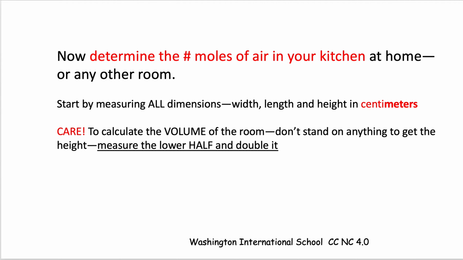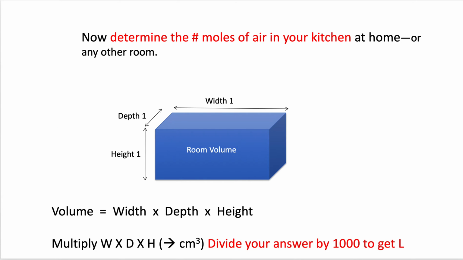And then, as another exercise, how many moles of air are in your kitchen at home or in any other room? So start like you did with the box by measuring the 3 different dimensions, the width, the length, the height in centimetres. You can do it with a meter ruler, but you probably haven't got those at home. And care when you're measuring the height of the room, just measure half of it, the lower half, and then double it, so you don't have to climb on things or swing around to get it.